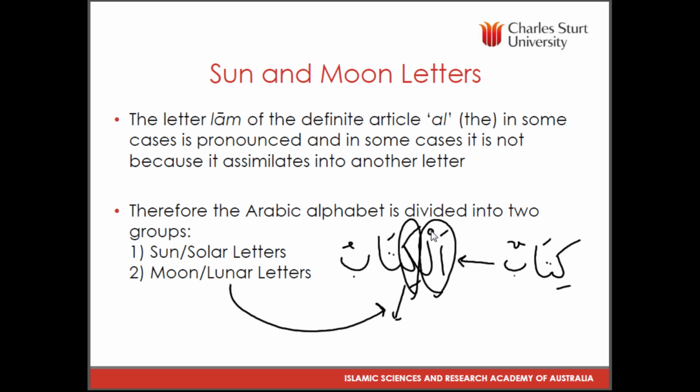I said al-kitabu. But we will see in a minute that there are sometimes words that actually start with solar letters. That's why we are not pronouncing the L at all. It assimilates. Although when we are writing it is there, when we pronounce it, it is not there anymore. Okay, look.